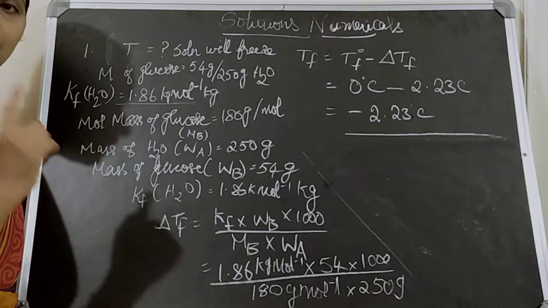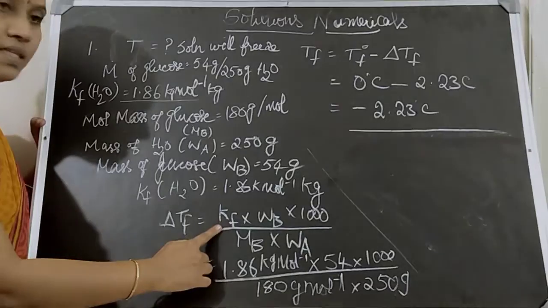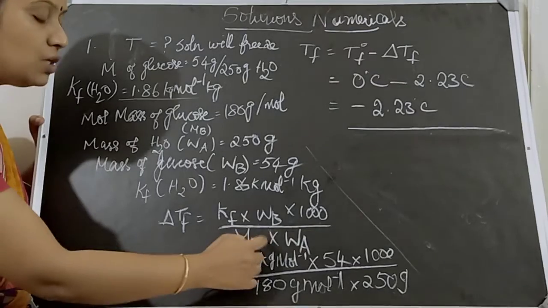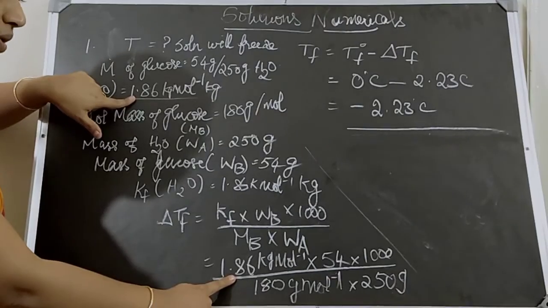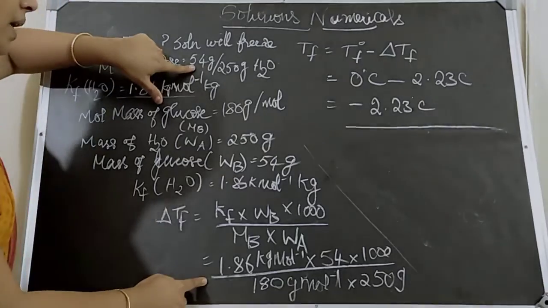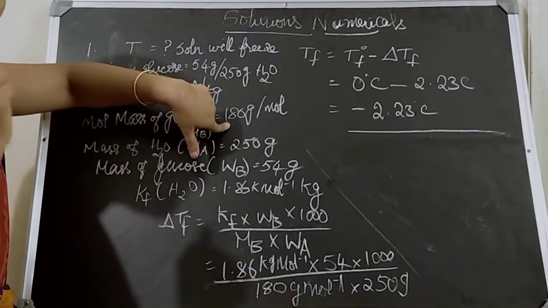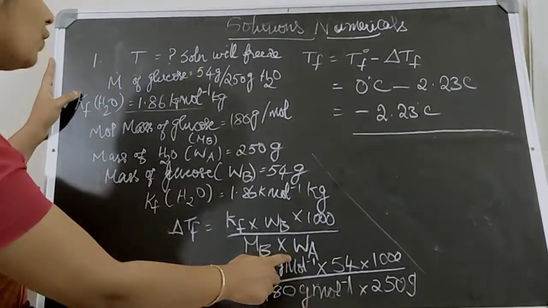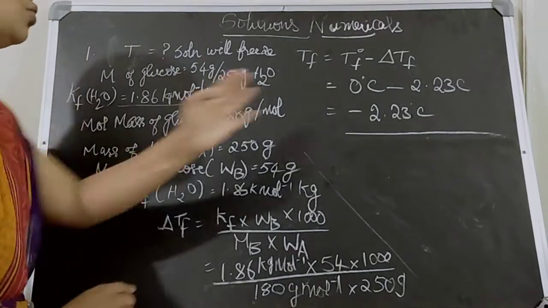What is the formula for calculating depression in the freezing point? It is nothing but the freezing point constant Kf into WB into 1000 divided by the molecular weight of component B into the weight of component A. I know the value of Kf from the problem. I have substituted it. I know the weight of the component provided in the problem as 54 into 1000 divided by the molar mass of glucose from the formula C6H12O6, which I have calculated as 180 grams, into the weight which is given, 250. When I substitute the values, I have got the answer as 2.23.